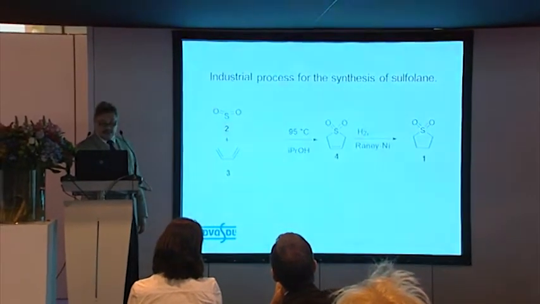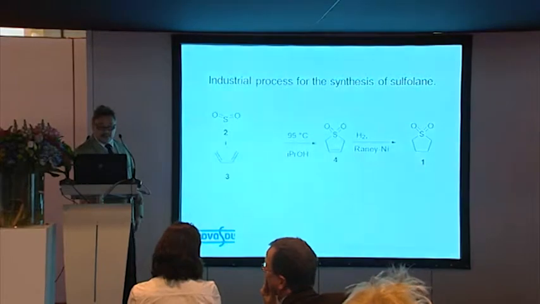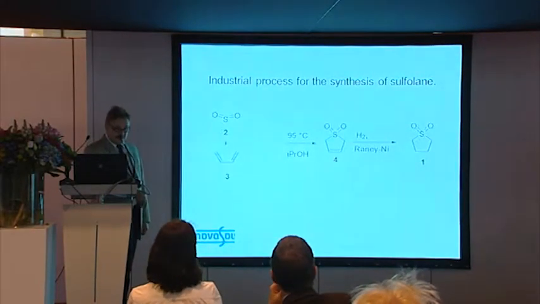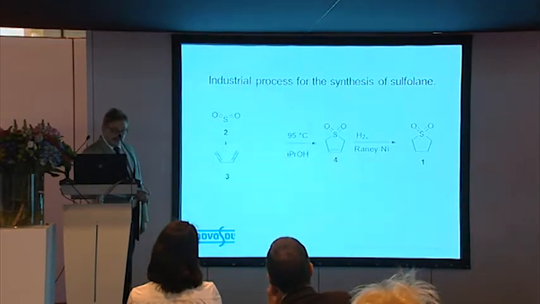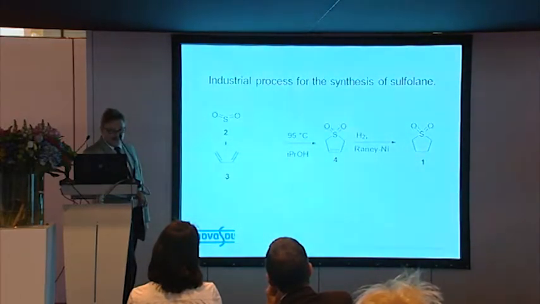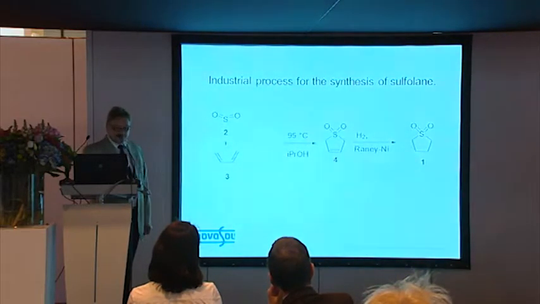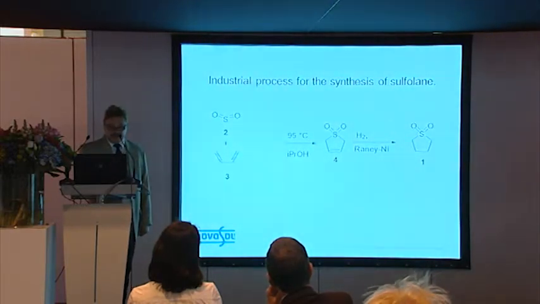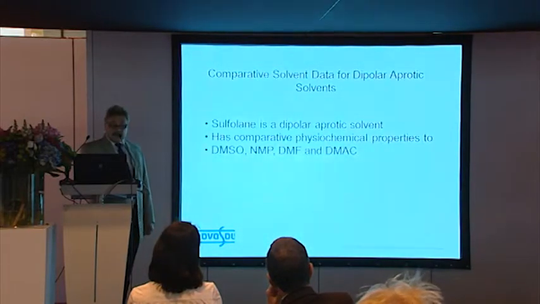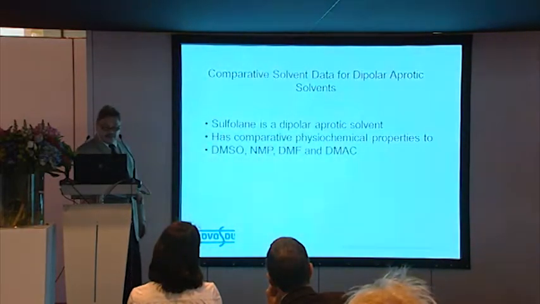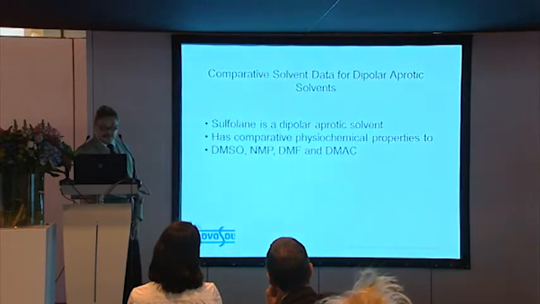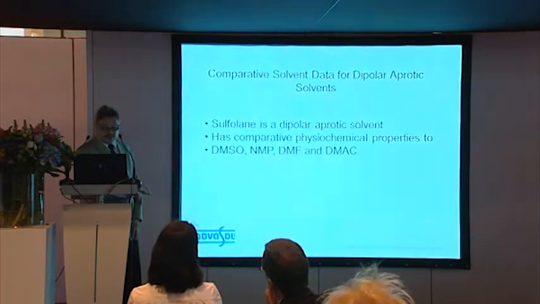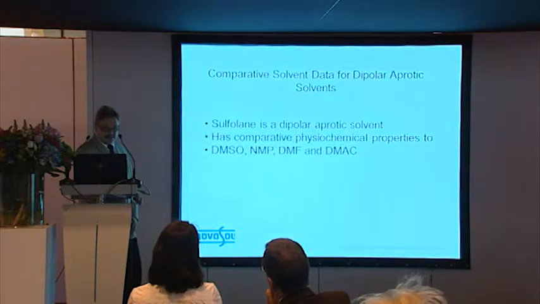After this industrial process, I would like to show you some physicochemical data and toxicological data in comparison to DMSO, NMP, DMAC, and DMF, and to show you the usefulness in comparison to those other 4 solvents. So, as I said, sulfolane is a dipolar aprotic solvent and has comparable physicochemical properties to DMSO, NMP, DMF, and DMAC.